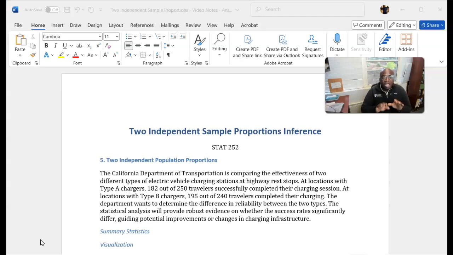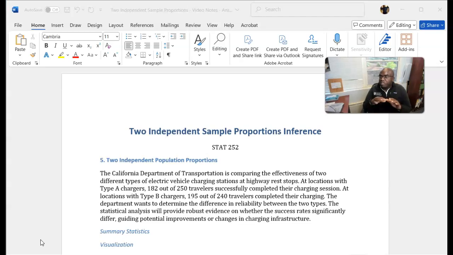Okay, so the California Department of Transportation is comparing the effectiveness of two different types of electric vehicle charging stations at highway rest stops. At locations with type A, 182 out of 250 travelers successfully completed their charging session. At locations with type B chargers, 195 out of the 240 travelers completed their charging. The department wants to determine the difference in reliability between the two types.